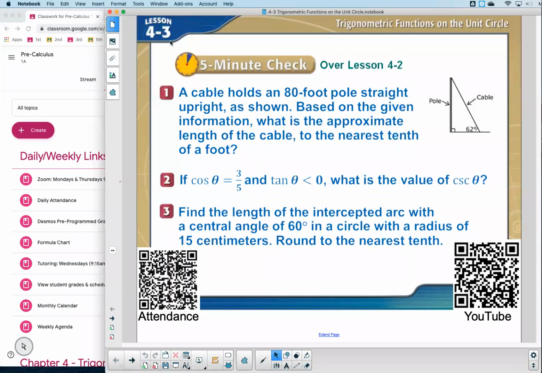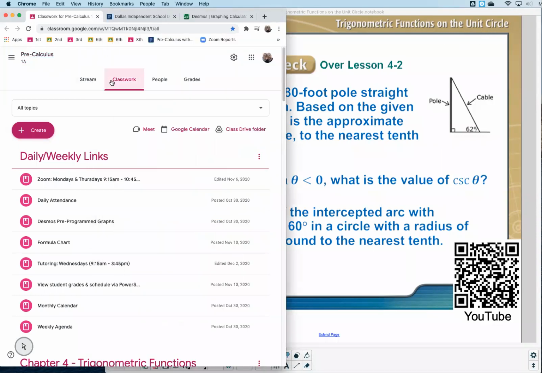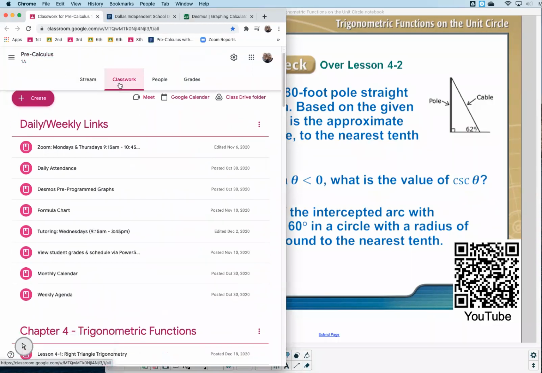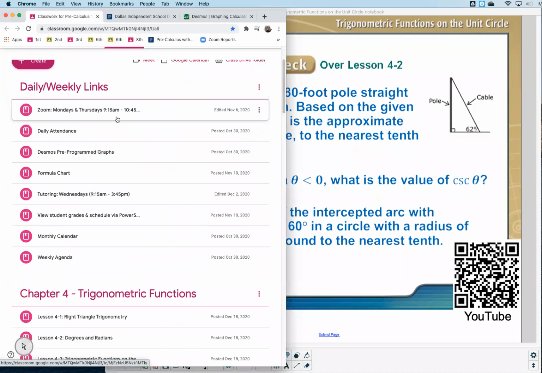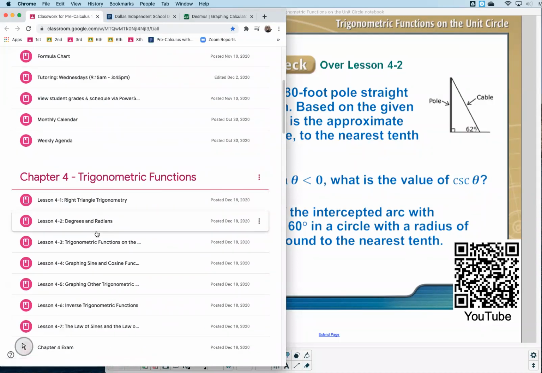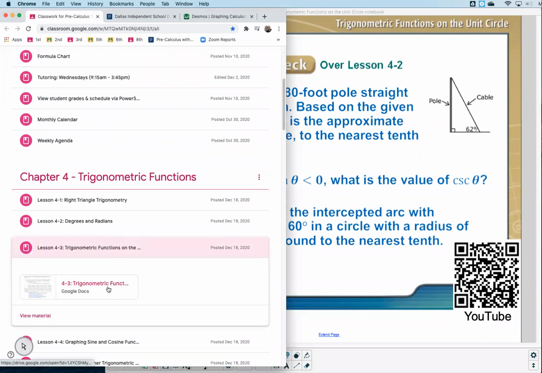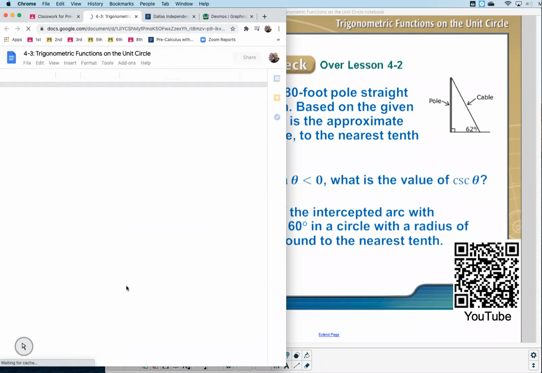All right, well, let's get started on lesson 4.3. Lesson 4.3, we're going to talk about a unit circle. So we've been dealing with triangles. Today we're going to see something called a unit circle. Before we get going, just make sure you have gone to classwork on your digital classroom or Google and scroll down to lesson chapter 4 and then open up 4.3.